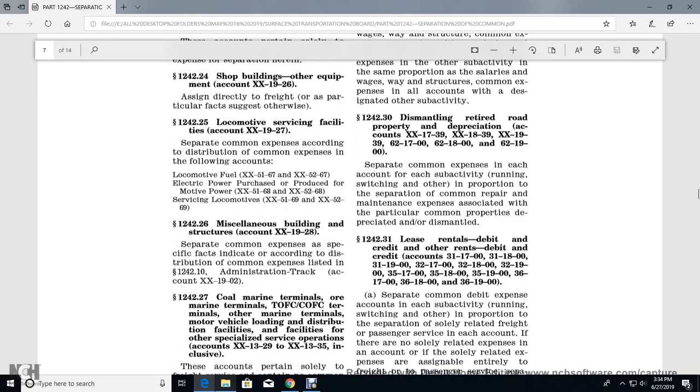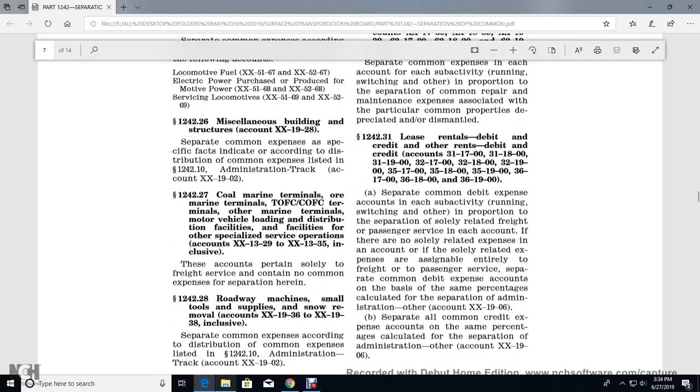1242.30, with the dismantling of retired road property, the depreciation accounts XX 1739, 1839, 1939, 6217 00, 6218 00, 6219 00. Separate common expense for each account by sub activity: running, switching, other. Proportion the separation of common expense for repair and maintenance associated with the particular common properties depreciated or dismantled.